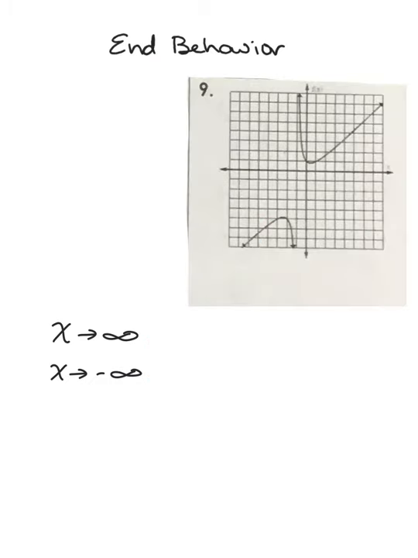Okay, still starting the same way. As x approaches infinity, your f of x, what is it going to approach? Let's see, as my x gets bigger, my y is getting bigger, so f of x also approaches infinity. As x approaches negative infinity, y is getting smaller, so y also approaches negative infinity.